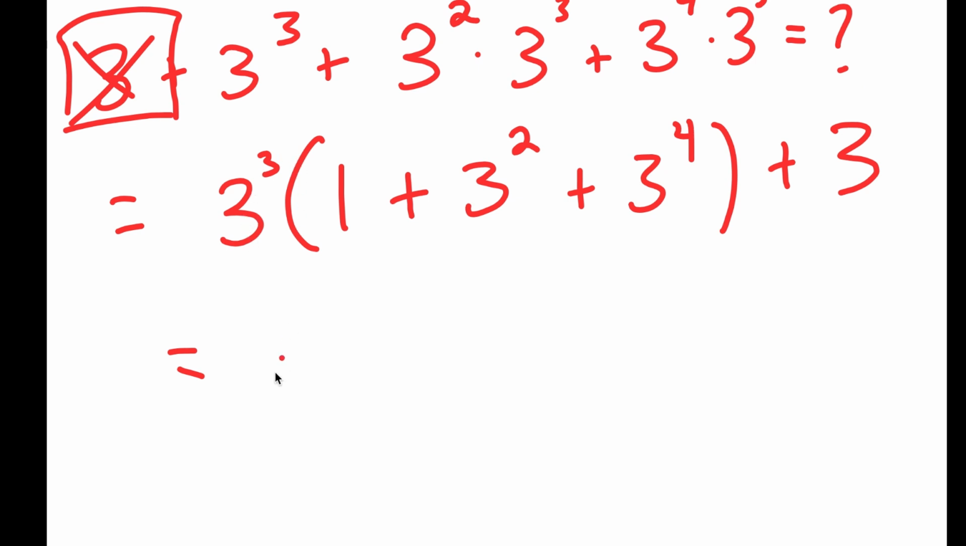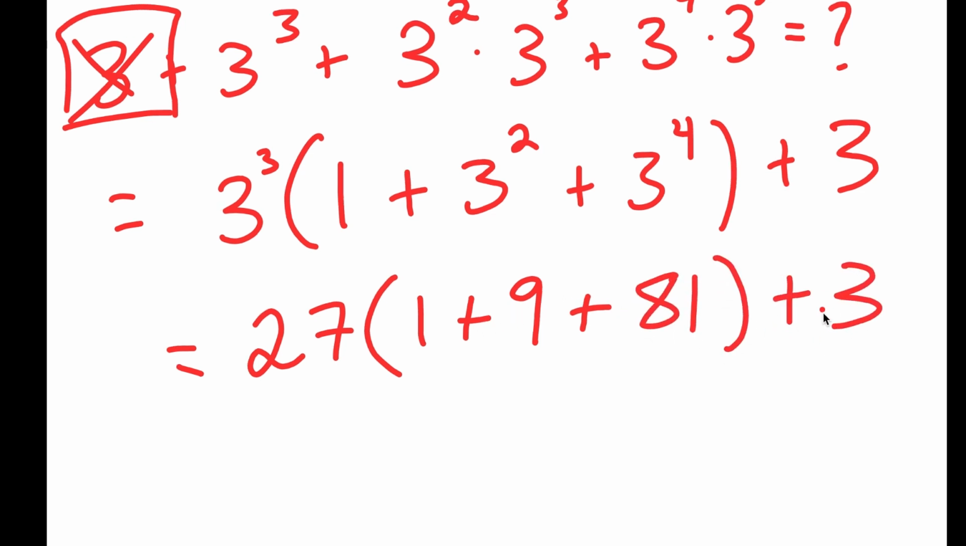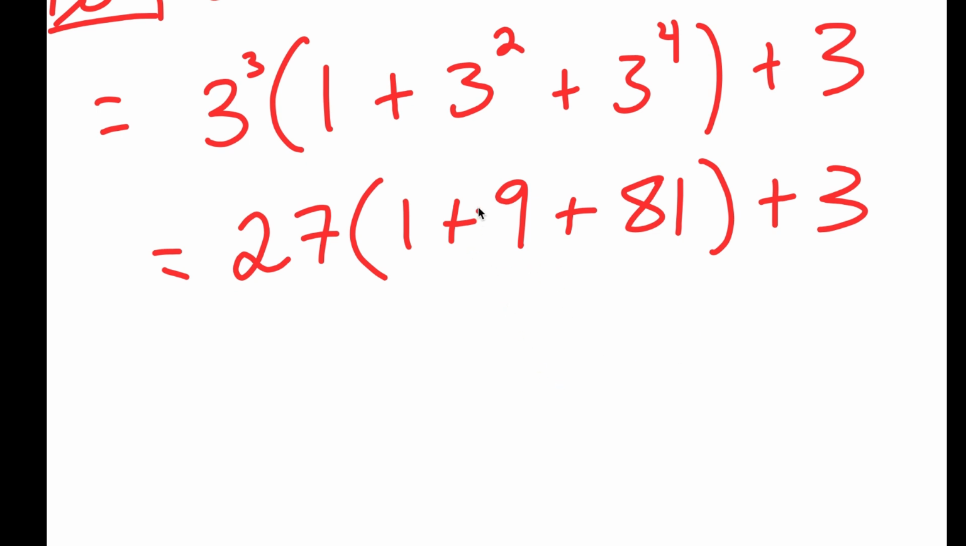Now, 3 to the power of 3 is the same thing as 27. So I get 27 times 1 plus 3 squared, which is 9, plus 3 to the power of 4, which is 27 times 3, which is 81. Now I have plus 3 at the end. Now, 1 plus 9 is 10, and 10 plus 81 is 91. So I get 27 times 91 plus 3.